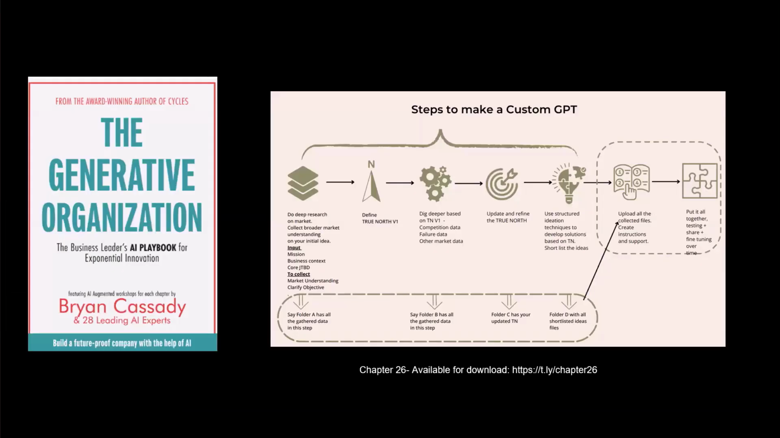So what we're going to go through today is a chapter from my new book. The new book should be out in about a month. It's called The Generative Organization. There's 28 chapters. This is chapter 26 of the book. And by the way, you can get a free copy of the chapter. And what we're going to talk about is the steps to make a custom GPT.